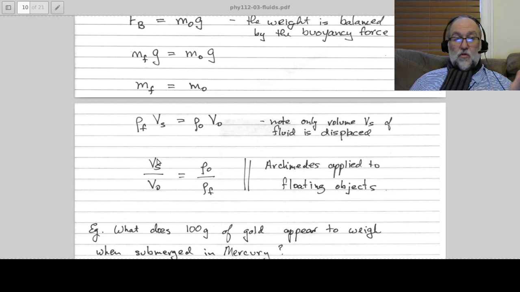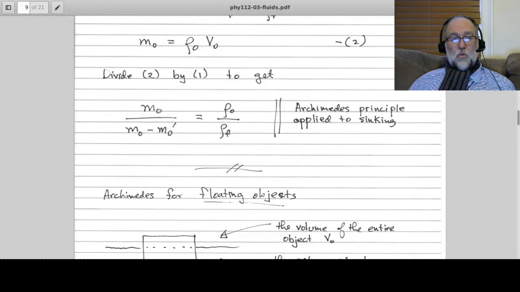And that makes sense because over here, the submerged volume can't be bigger than the whole volume of the object, okay? So the submerged volume is always some lesser subset of the entire volume of the object, okay? And so this is Archimedes' principle, but now applied to floating objects, okay? So the two formulas you need are this one, if it's floating, and this one, if the object sinks. Okay, and they'll give you different things. They'll answer different questions, okay?